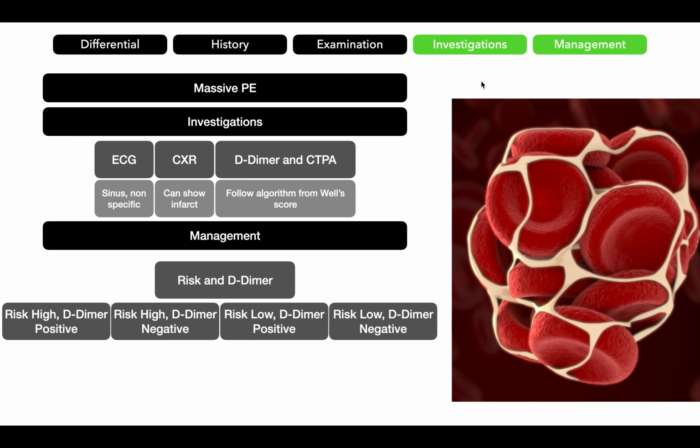So, for the investigations and management of these conditions, let's go through them in overview. For a massive PE, you need to do an ECG, chest X-ray, and then a D-dimer CTPA algorithm based on what we'll discuss. So ECG will be sinus tachy, non-specific usually. There may be some right-sided heart strain as the heart tries to push against the clot in the pulmonary system. Chest X-ray might show mini infarcts depending on where the ischemia is based on the embolism.